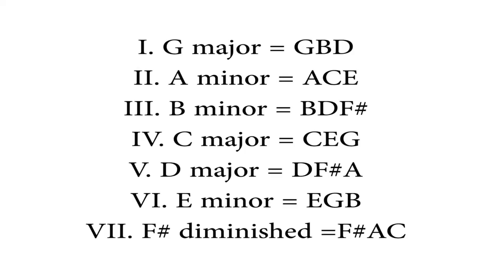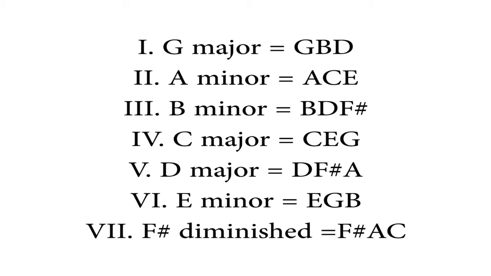The 7 triads that belong to G major are therefore chord 1, G major, G, B, D. Chord 2, A minor, A, C, E. Chord 3, B minor, B, D, F sharp. Chord 4, C major, C, E, G. Chord 5, D major, D, F sharp, A. Chord 6, E minor, E, G, B. Chord 7, F sharp diminished, F sharp, A, C.